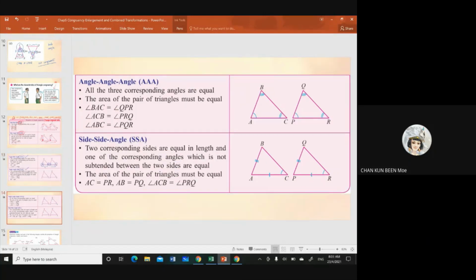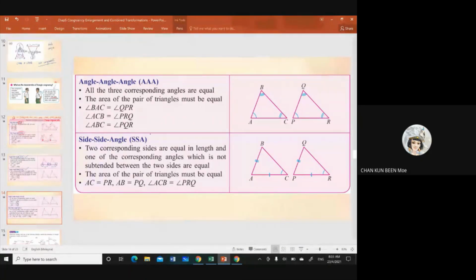Okay, the next one will be angle, angle, angle. So this one is easy. The one with three sides and the one with three angles. So you just have to determine all the three corresponding angles are equal. So this one, angle A must be equal to angle P. Angle C must be equal to angle R. Angle B here equal to angle Q. That's all.